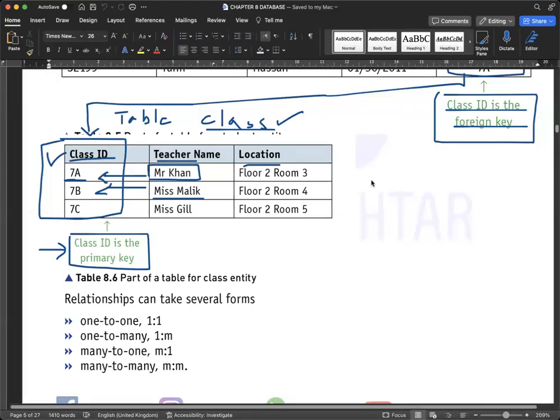Welcome to Computer Science AS Levels, and we are on chapter number 8. In the previous lesson, we discussed the relational database, where we combine two tables.